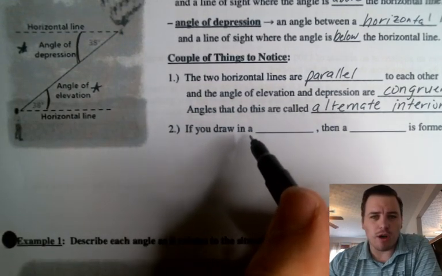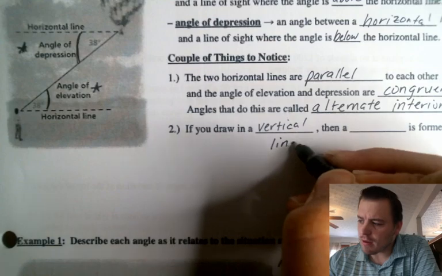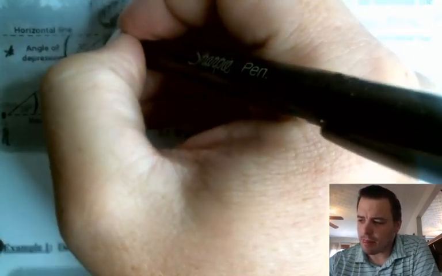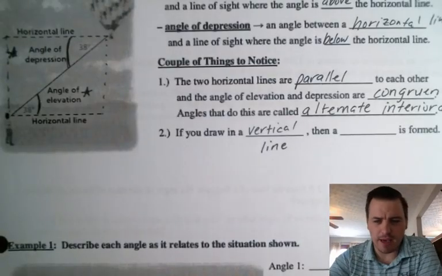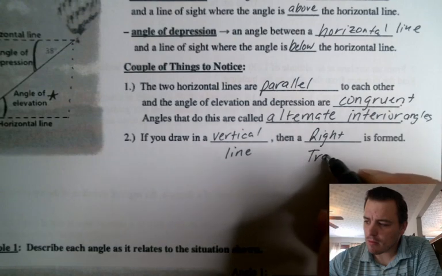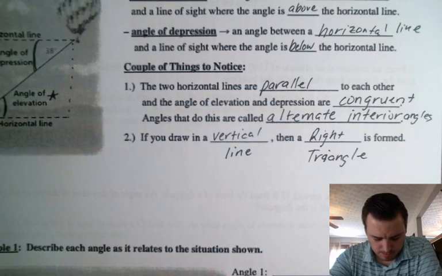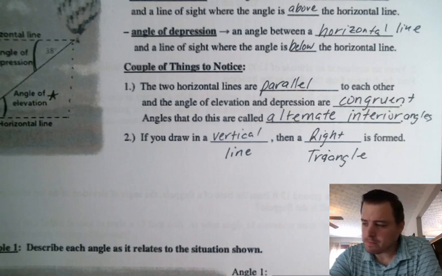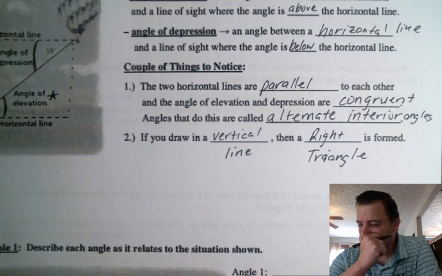So if you draw a vertical line right here or right here, what do we have forming, guys? We have a what? Right triangle.